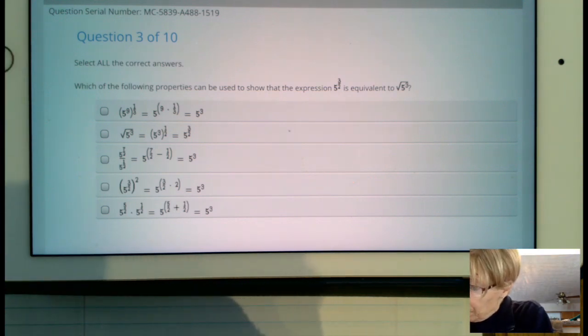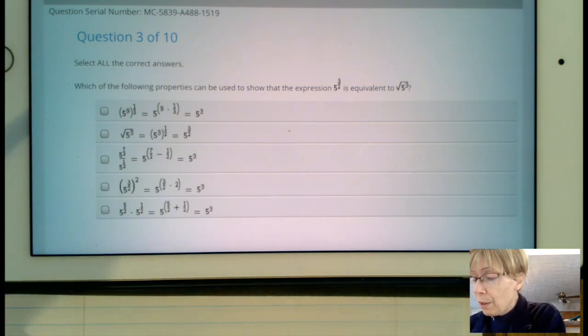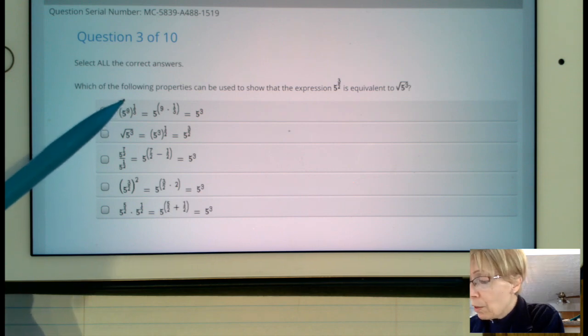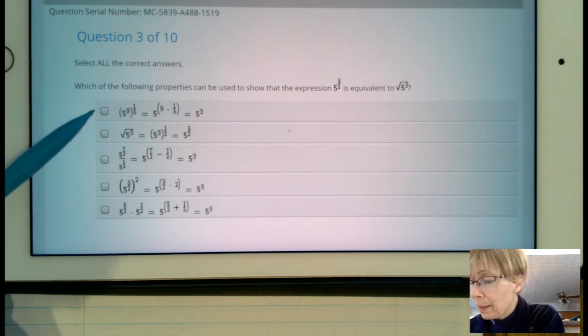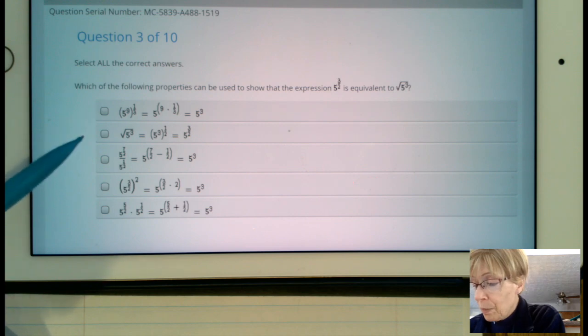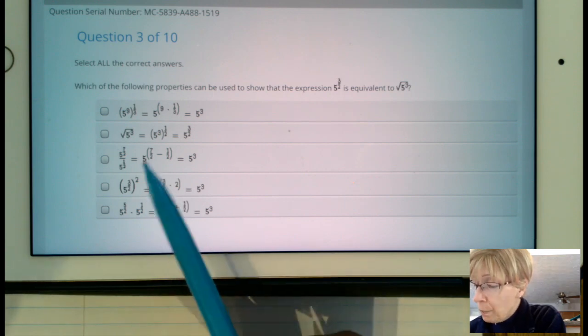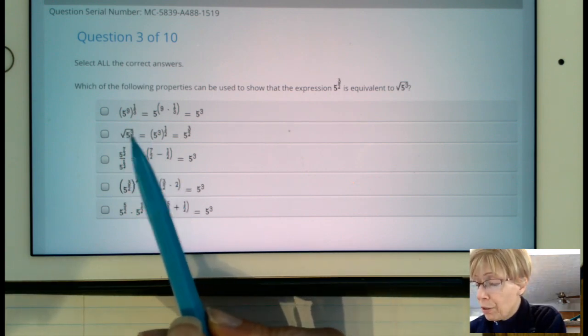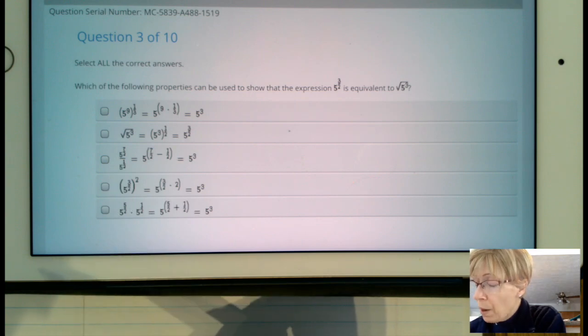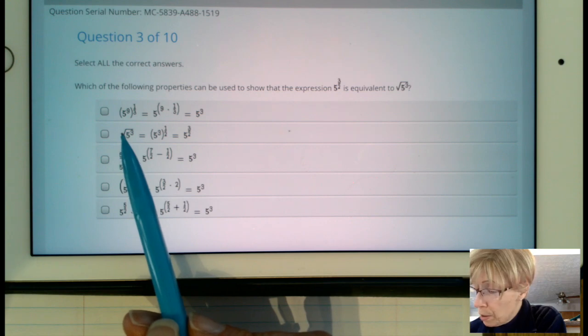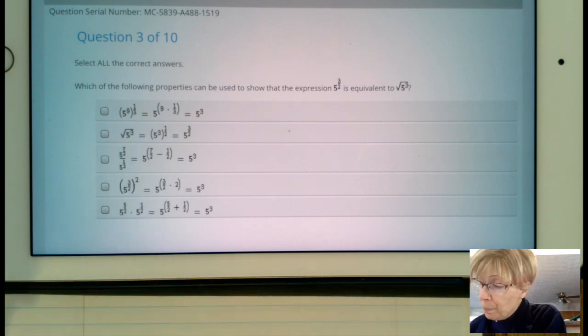But the second answer here, the square root of 5 cubed, can be written like this: 5 cubed underneath to the 1/2 power, because the index is a 2. That's not written. And then we would multiply the powers, the 3 and the 1/2. So 3 times 1/2 is 3 halves, which is this one. Again, on this particular problem, there's no 7 halves, so I don't think it's this one.